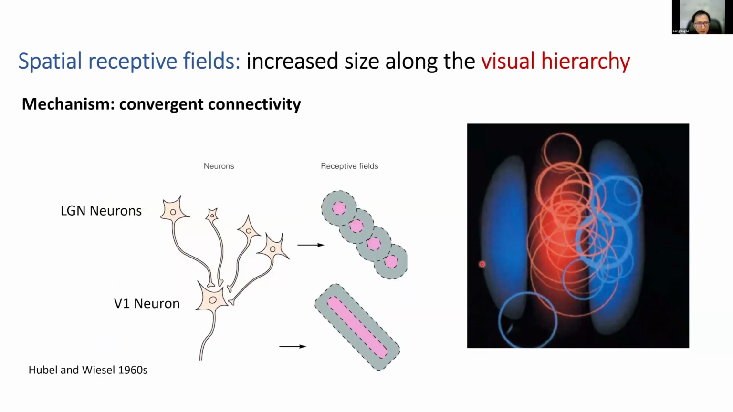The mechanism of this increased receptive field along the visual hierarchy was well understood many years ago by Hubel and Wiesel. It's due to the convergent connectivity. For example, many LGN neurons connect to one downstream V1 neuron in a convergent way, so that the V1 neuron's receptive field will be the summation of the receptive fields of these LGN neurons, so it's bigger. This is considered the spatial property of a V1 neuron's response.